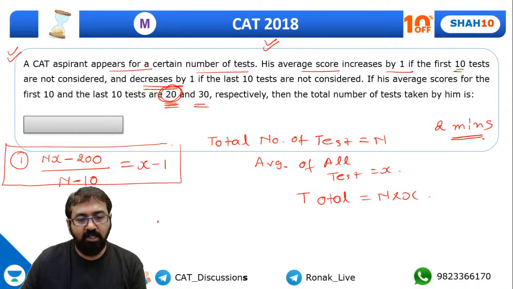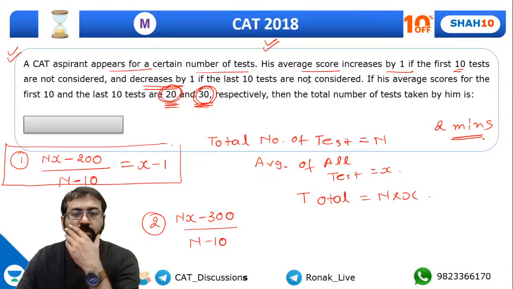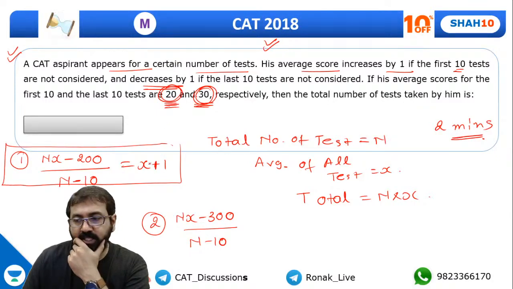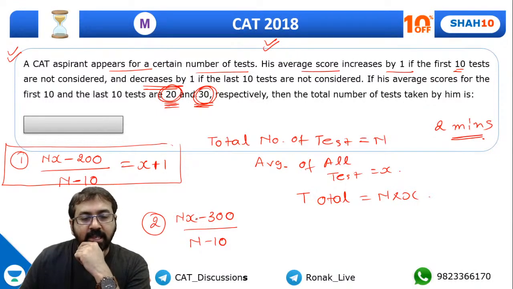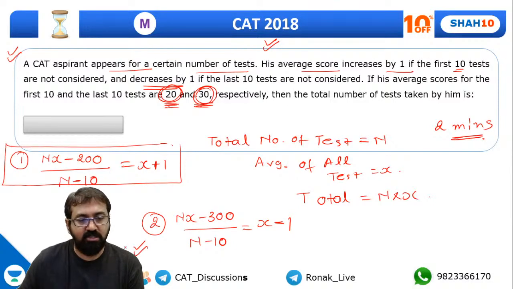Same way you can make a second equation. If I don't consider the last 10 tests, the last 10 average is 30, so the total marks should be 300. So nx minus 300 divided by n minus 10. The average goes up. His average score increases by 1 if the first 10 tests are not considered, right? This should be x plus 1. And this average decreases by 1. So now we have two equations. Guys, you just need to solve these two equations to get the answer, right?